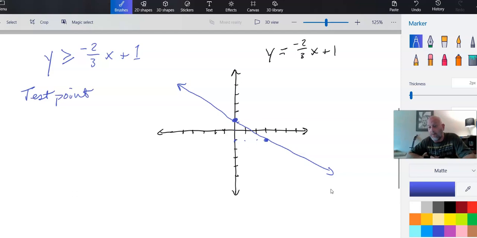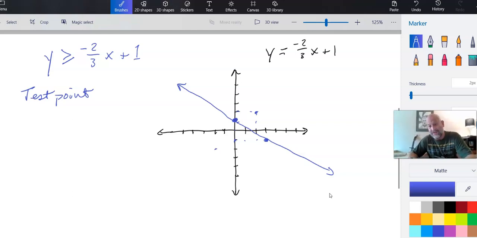Basically, we're going to pick a point that is not on the line, but clearly on one side of the line, and plug it in to see if it's a solution. This is why we started with checking to see if something's a solution. I have a lot of points I could pick. Any of these would work. The point 2, 2 would work because that's clearly not on the line. The point negative 2, negative 2 would work.